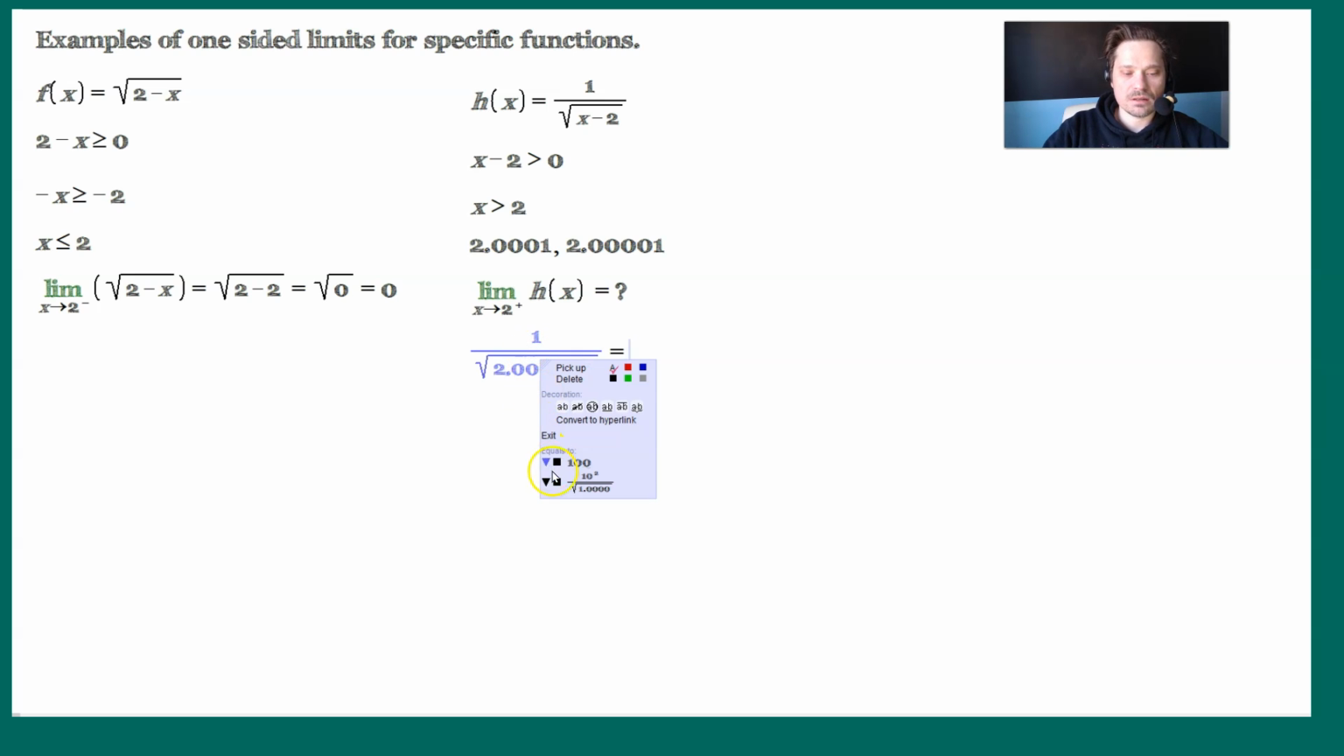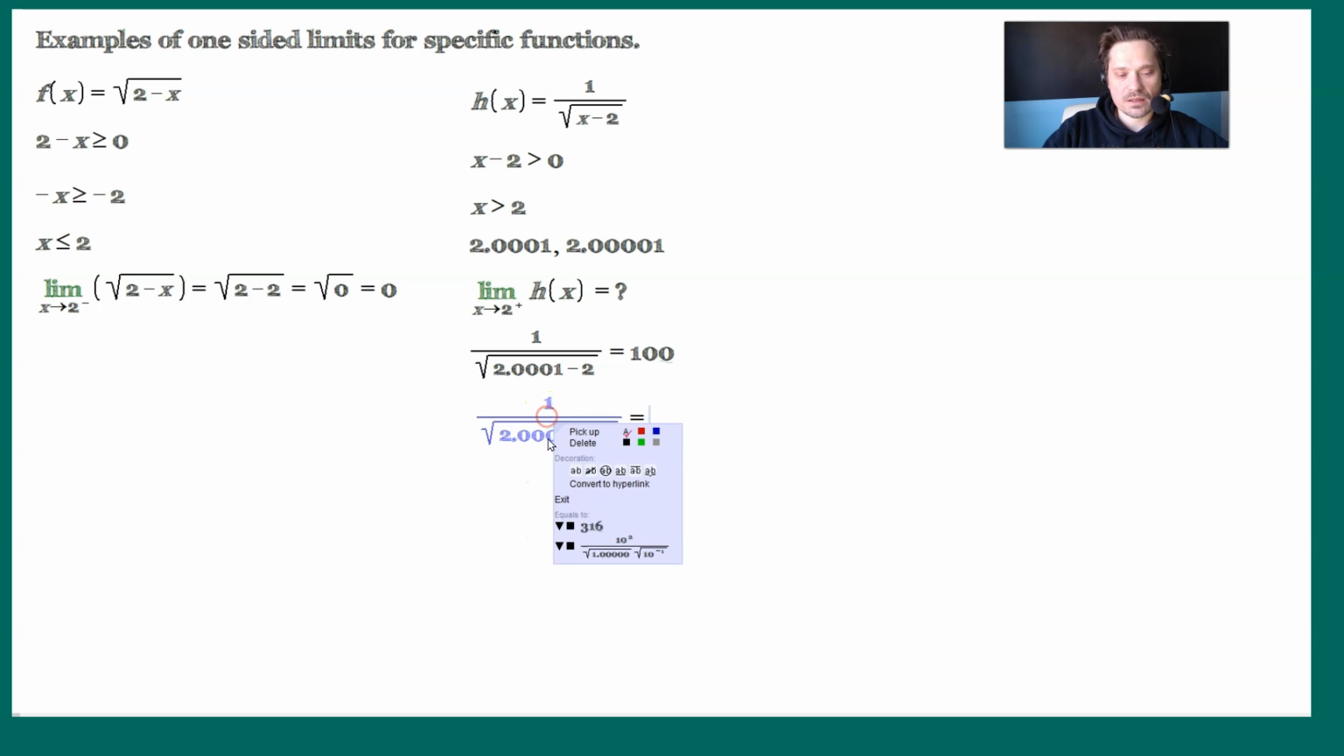When we do that here, we end up with 100 as the output. So it's getting pretty big and positive already. So 100 is a good approximation. And let's do it one more time. 1 over the square root of 2.00001 minus 2. And that's going to give us a value then of 316. I hope you can see by now that the values are getting bigger and bigger in terms of the output for every input, which suggests that essentially the limit as x approaches 2 from the right side of h(x) is basically infinity.